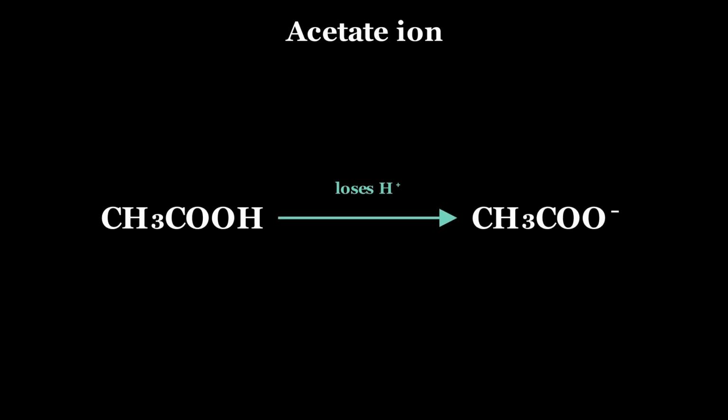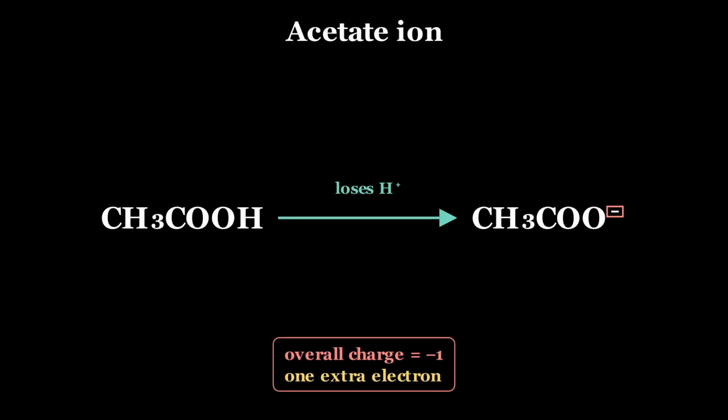Now let's take another example. Let's take the acetate ion. It's just vinegar which loses one hydrogen and has the small minus sign.